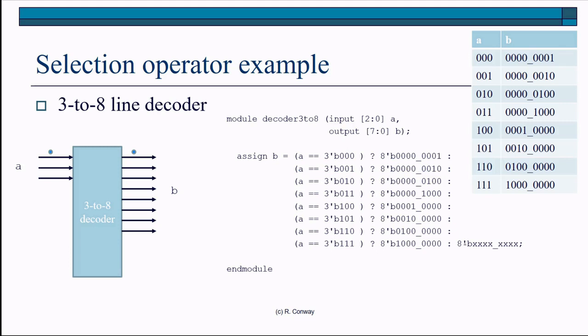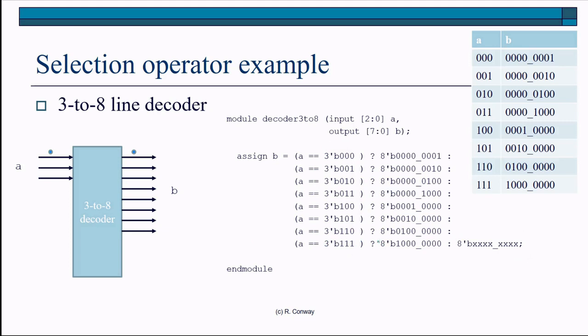As noted previously, it's useful for the purpose of debugging and testing to include the case of all X's, which can only occur if A is not one of these 8 values. So in other words, if A contains some X or Z bits, our output will be all X's.